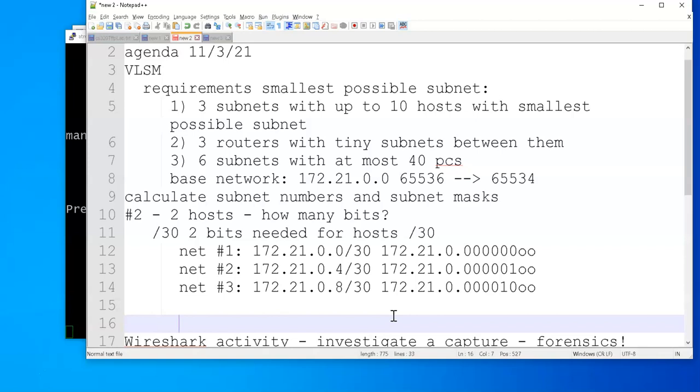We need 4 subnets. Actually, 6 subnets. Which one is the next larger one? Oh, 3 subnets with 10 hosts with the smallest possible subnet. What is the next possible network? We want to go up in numbers. Since we started the scheme, we're going up. What is the first available subnet that'll allow me up to 10 hosts? I need 10 hosts.